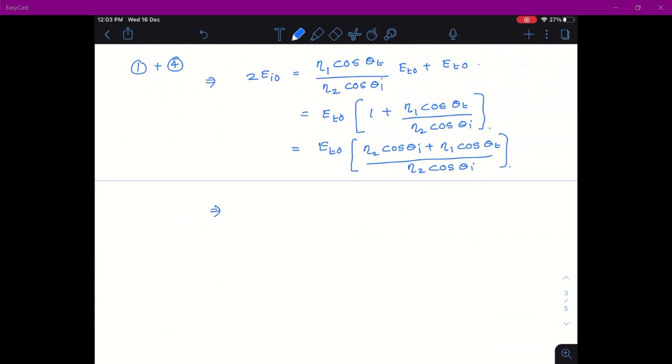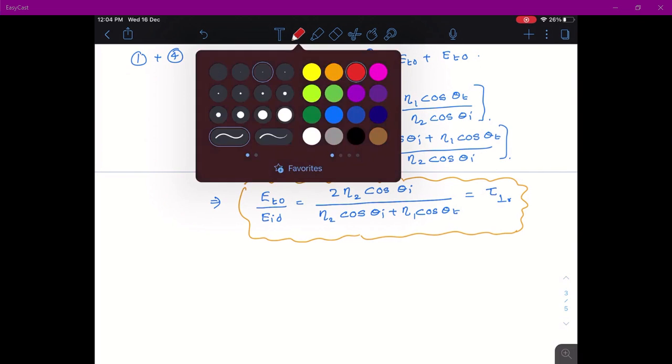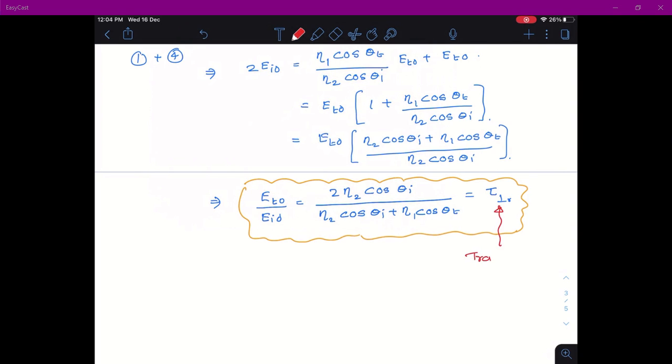Implies I can write ET0 by EI0 as 2 eta 2 cos theta I by eta 2 cos theta I plus eta 1 cos theta t. And this is called the transmission coefficient for perpendicular polarization. Okay. So, for perpendicular polarization, this is called the transmission coefficient.